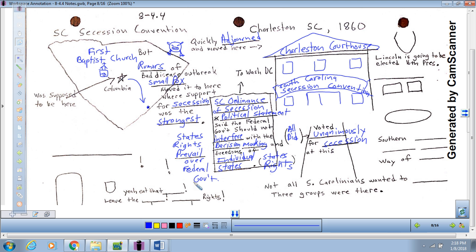States' rights should prevail over the federal government. This was sent to Washington, D.C., and that would force President Lincoln to make a decision. Now, South Carolina wasn't alone. 6 other southern states did, and more would after Fort Sumter. I'm going to go quickly through the remainder of the PowerPoint.